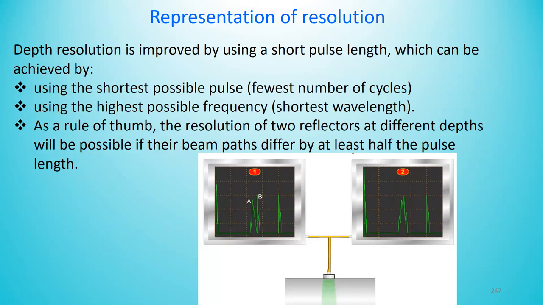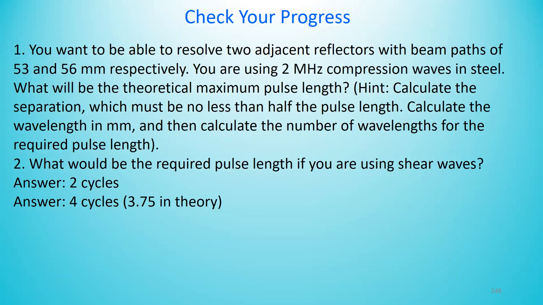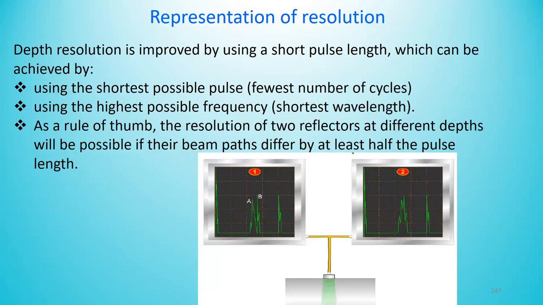Depth resolution is improved using a short pulse length, which can be achieved by using the shortest possible pulse, using the highest possible frequency. As a rule of thumb, the resolution of two reflectors at different depths will be possible if their beam paths differ by at least half the pulse length.